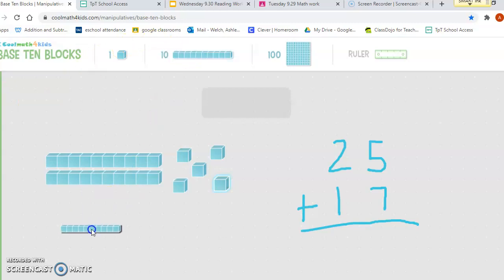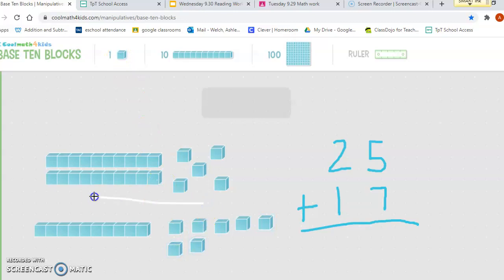Okay, so I'm going to show 17 now. So here's my 10, and then I need to add 7 ones. 1, 2, 3, 4, 5, 6, 7. Okay, and I'm going to change the color just so we can see the two different numbers that I built. So I have 25 and I have 17.